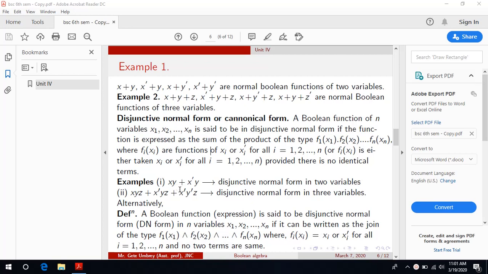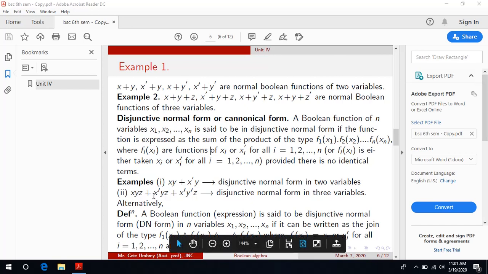A Boolean function is said to be in disjunctive normal form if each term is a product term and each product term is connected by a disjunction operation or plus operation. This plus operation is also called a disjunction operation, denoted by the symbol V. Okay. So this is a disjunctive normal form because xy is a product term and x prime y is another product term. And these two terms are connected by the disjunction operation plus. So this is a disjunctive normal form of two variables x and y.